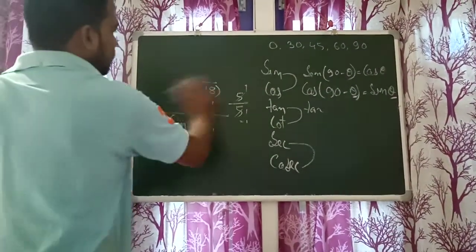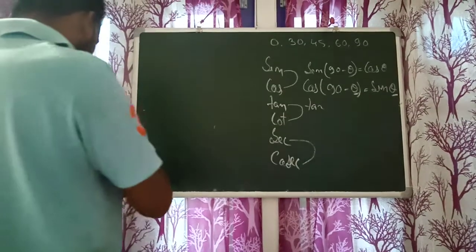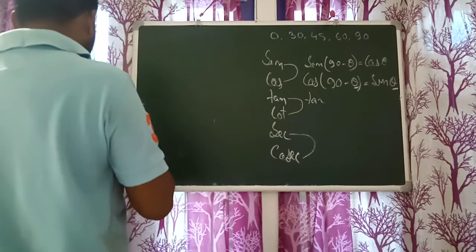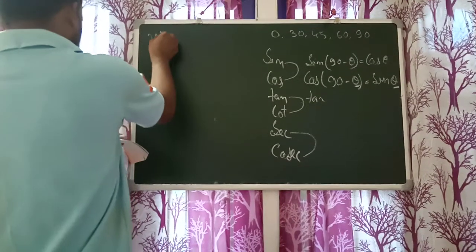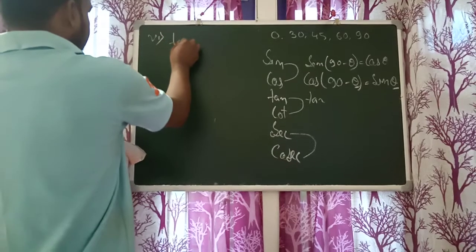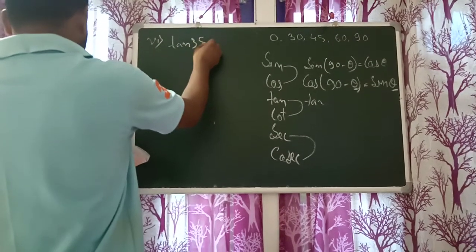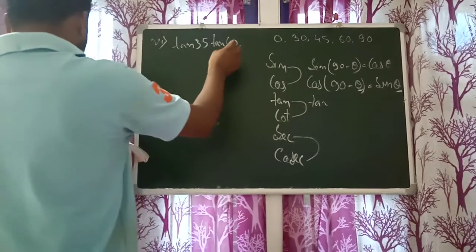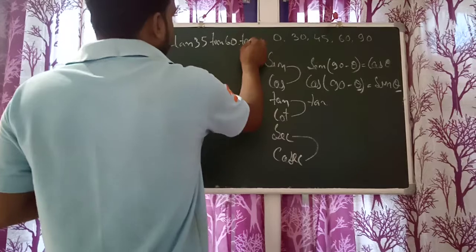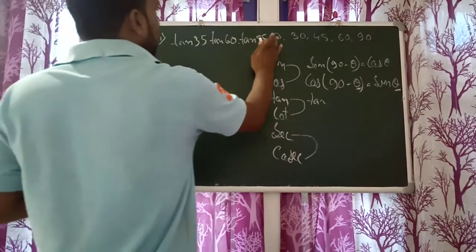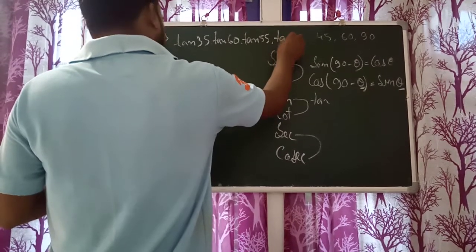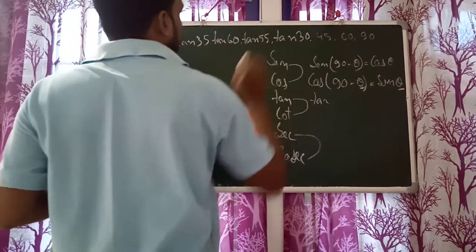See, next I am going to do another question, which one? Question number 6: tan 35 degree into tan 55 degree into tan 60 degree into tan 30 degree.